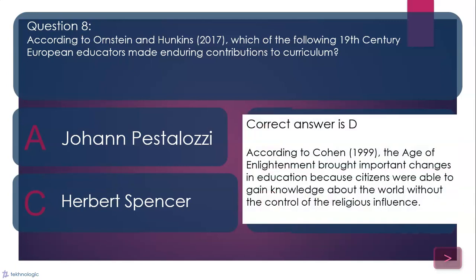According to Cohen, the Age of Enlightenment brought important changes in education because citizens were able to gain knowledge about the world without the control of the religious influence. Jean-Jacques Rousseau was a philosopher who believed that designed instruction should be based on the child's development. Swiss educator Johann Pestalozzi studied Rousseau and concluded with Rousseau's theory concerning child development. Following Rousseau and Pestalozzi, Friedrich Froebel established the first kindergarten. Herbert Spencer was an English social scientist who was a proponent of evolution. Although controversial, Spencer's ideas helped spur the era of industrial growth.